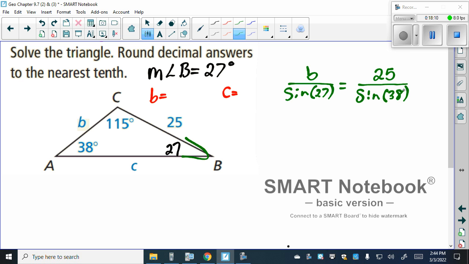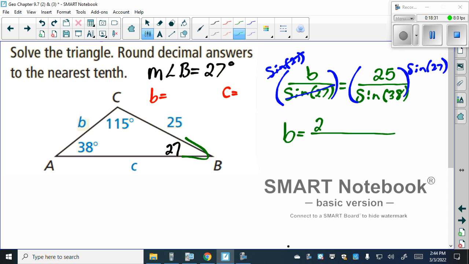Well, now we need to get B by itself, so we would multiply both sides by sine of 27. And here, these two will cancel out, telling us B is equal to 25 sine of 27 over sine of 38.